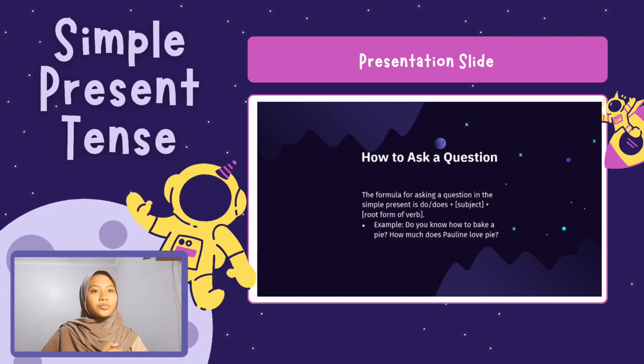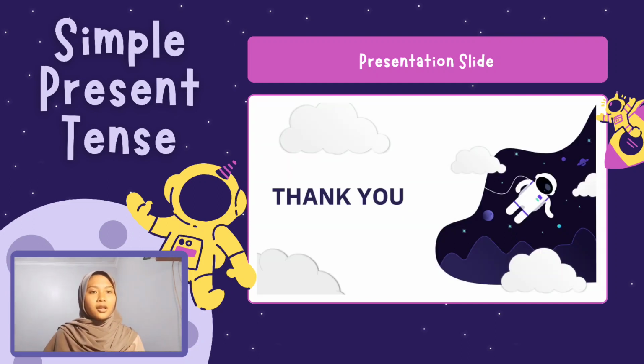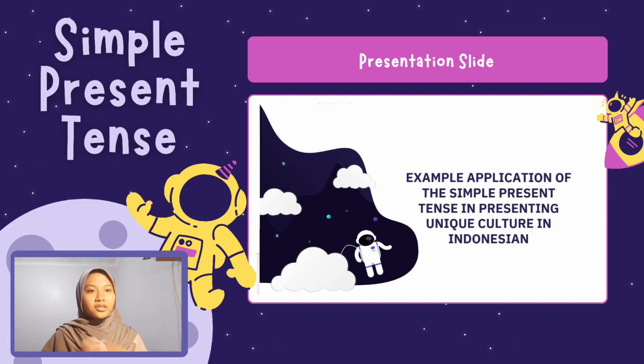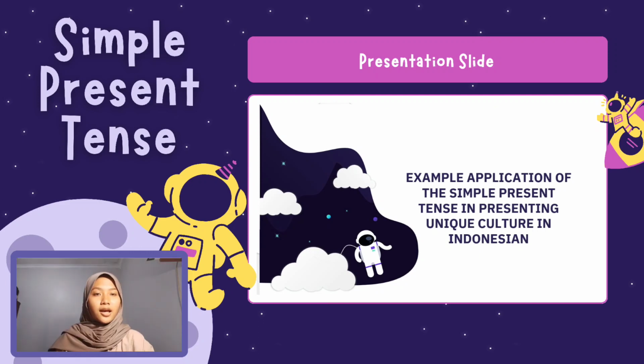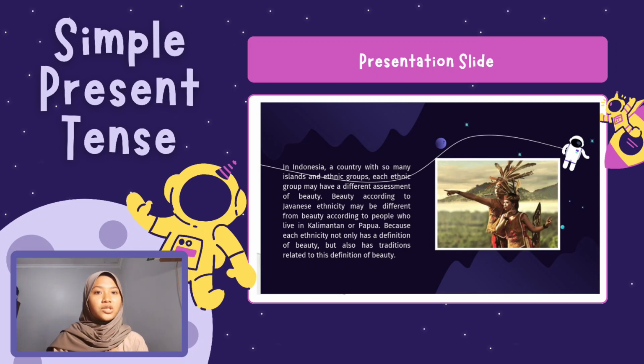That is the presentation of the simple present tense. And the next is a presentation about an example application of the simple present tense, presenting a unique culture in Indonesia. Indonesia, a country with so many islands and ethnic groups. Each ethnic group may have a different assessment of beauty. Beauty according to Javanese ethnicity may be different from beauty according to people who live in Kalimantan or Papua, because each ethnicity not only has a definition of beauty, but also has traditions related to the definition of beauty.